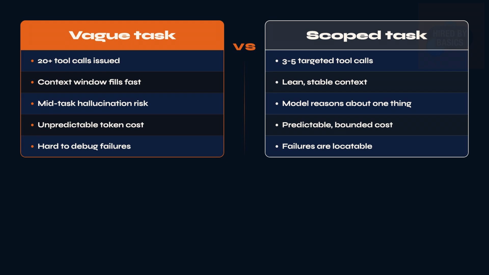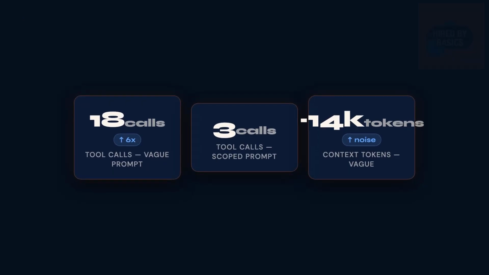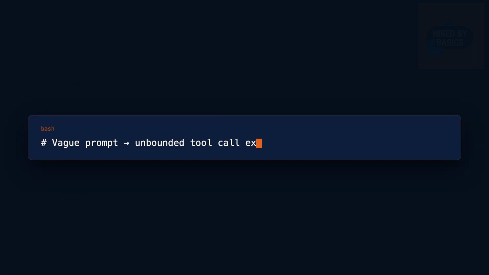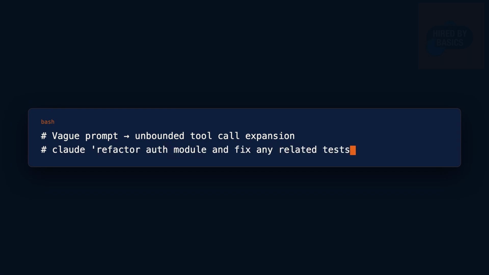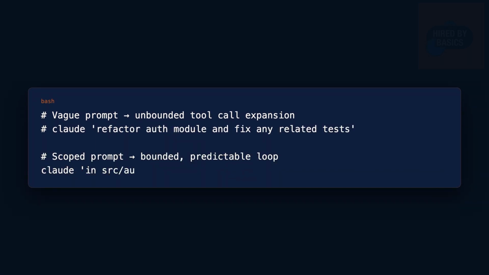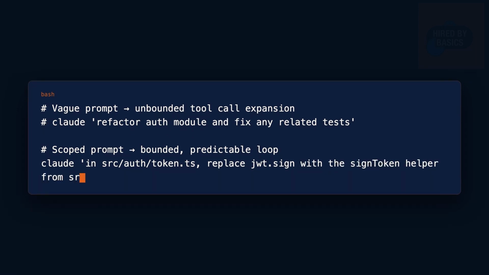So when you hand it a vague task like refactor the auth module, you're not giving it a job. You're giving it a reason to issue 20 tool calls, accumulate 12,000 tokens of intermediate state, and potentially hallucinate file structure halfway through because the context got noisy. Task decomposition isn't a productivity tip here. It's a cost and reliability control. Tighter task boundaries mean fewer tool calls, smaller context windows, and a model that's reasoning about one thing instead of reconstructing your entire repo from grep output. Debug at that level, and your results change dramatically.